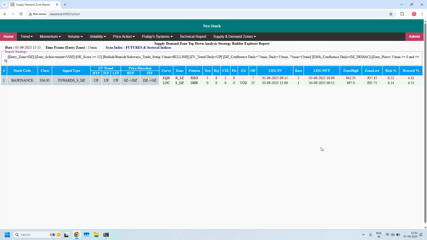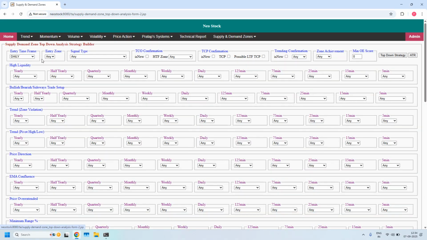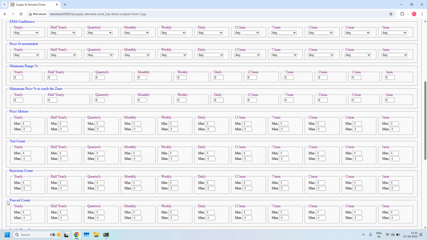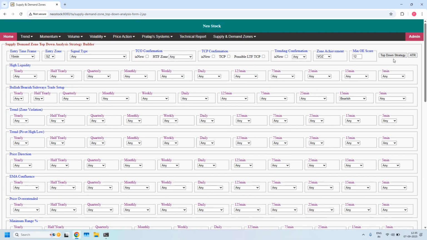Next, I will generate bearish trade setup for daily income trade. Entry time frame 15 minutes. Entry zone supply zone. Bullish or bearish at 15 minutes, I am selecting bearish. Zone achievement violated opposing zone. Minimum odd enhancer score should be 12. And also 15 minutes supply zone should not be pierced. So in the pierced count parameter at 15 minutes time frame, I am setting minimum value 0, maximum value 0.